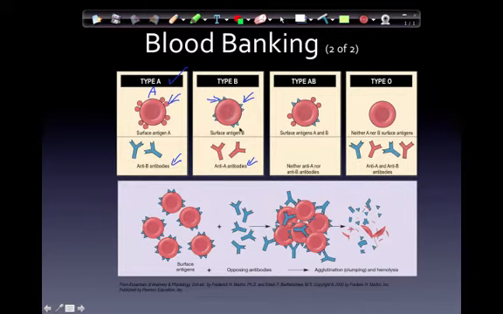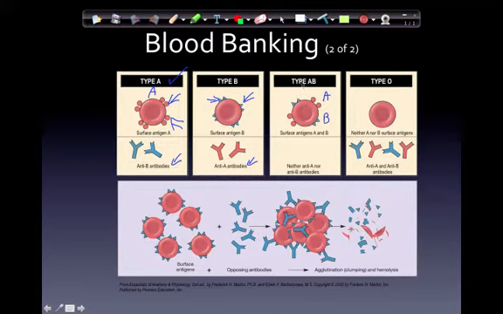And type B surface antigen is B, I am B, and anti-A antibodies. So it will cause a fight very quickly with type A blood. Type AB has the surface antigens for both A and B on it. This would be A and this would be B. But it has antibodies for neither. So it will not pick a fight.